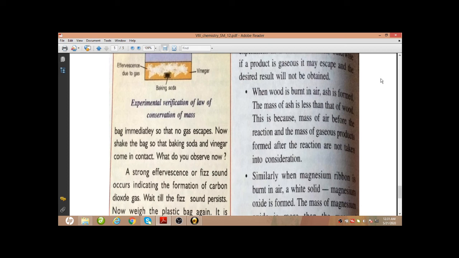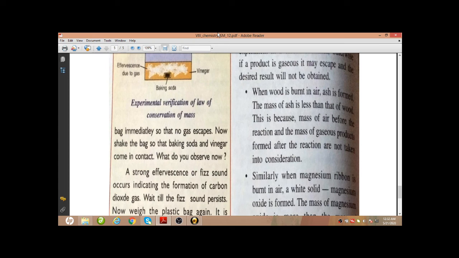Suppose when wood is burnt in air, we get ash, but the mass of the ash which is formed is less than the mass of the wood. Why this? Because during this reaction, along with the ash, the products which are carbon dioxide and water vapor are both gaseous. So those products escape from the reaction medium and get mixed into the air, so we are not taking the mass of these products into account.